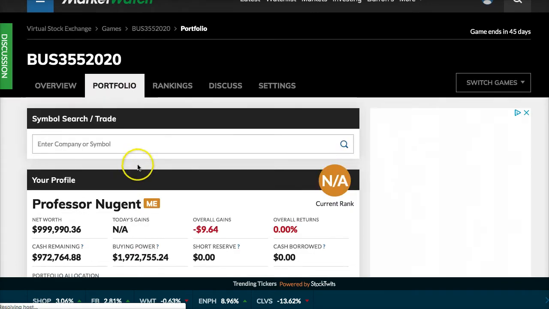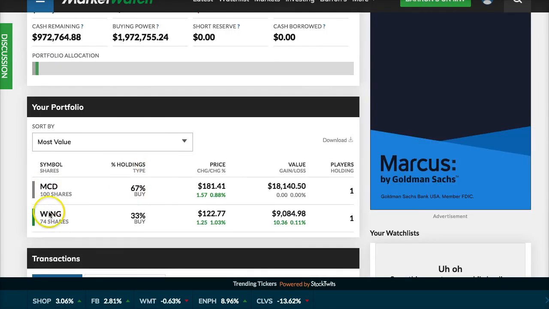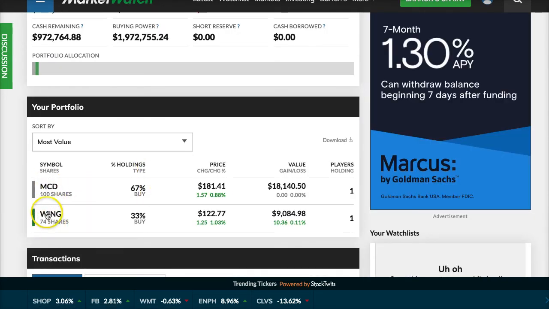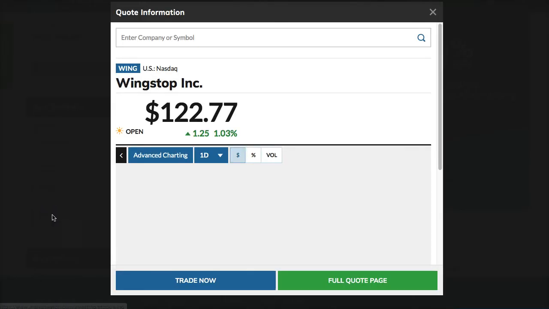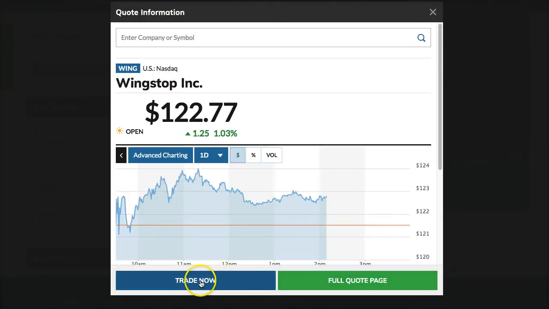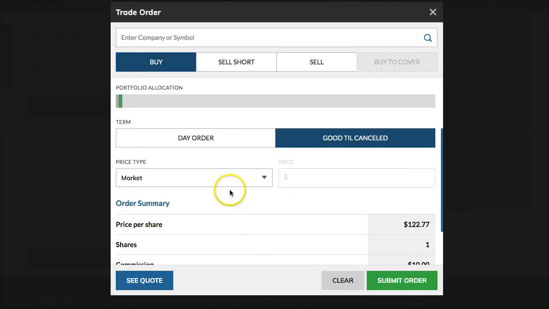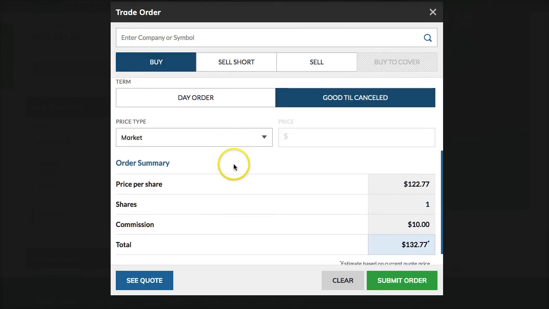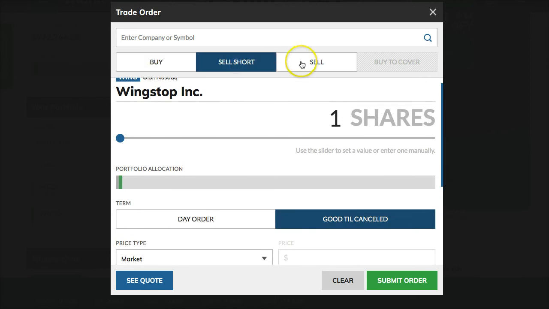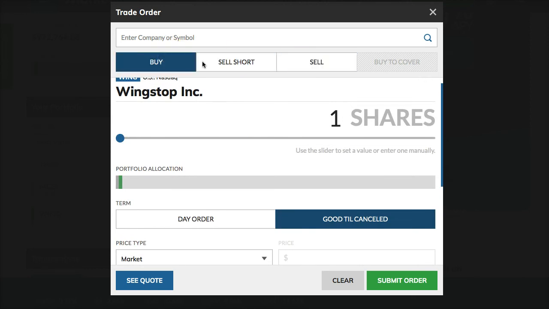If I go to my portfolio, it'll show me the shares in my portfolio. And then if I click on the shares, I can go ahead and trade again, and I can sell the shares. I can sell short, or I can sell, or I can buy. So there's three options to do. Again, these are all explained in the textbook and the lectures.